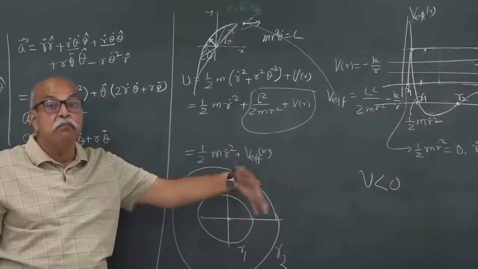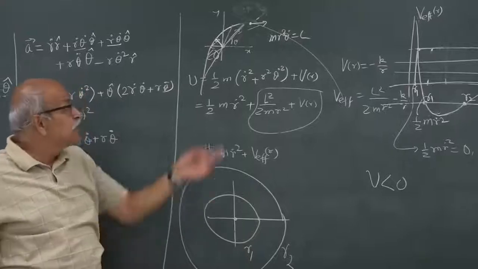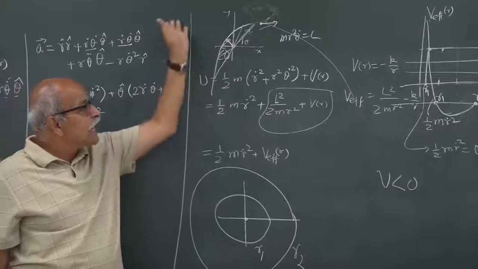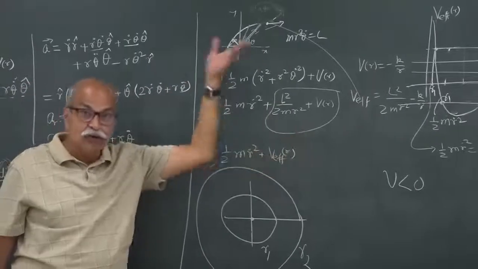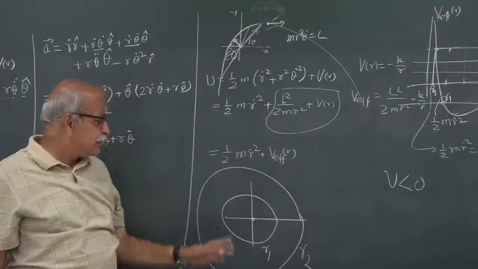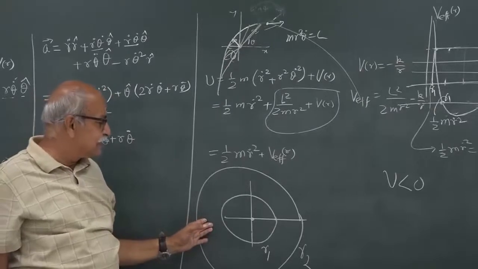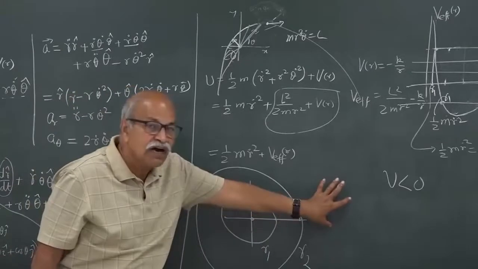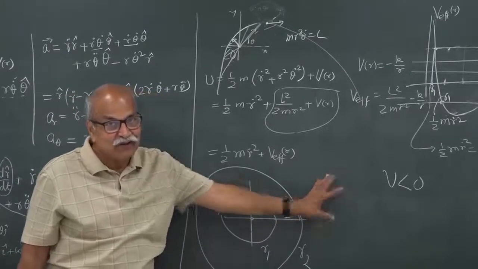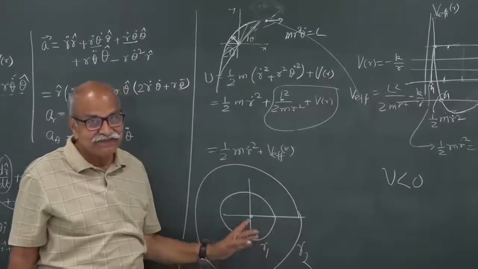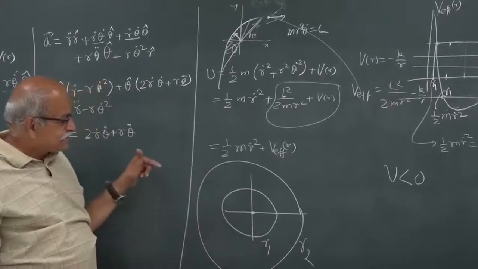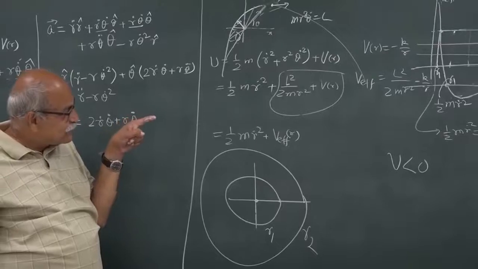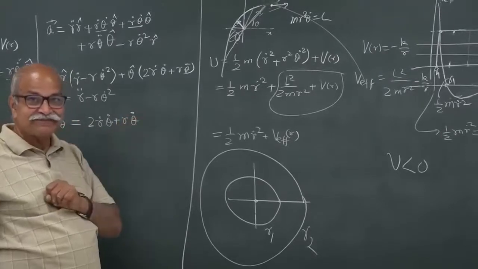The particle is bound. If u is positive or if u is 0, the path is unbound, it goes to infinity. And in this case where u is less than 0, the particle is bound, it cannot go much away from the center of force. So, for bound paths, the total energy should be negative.